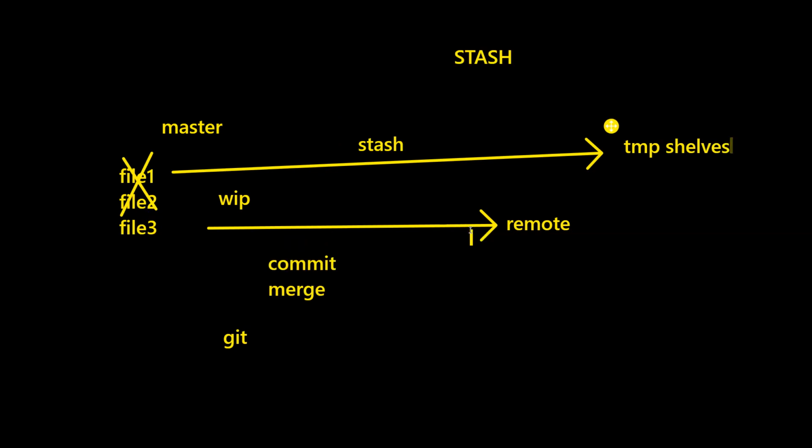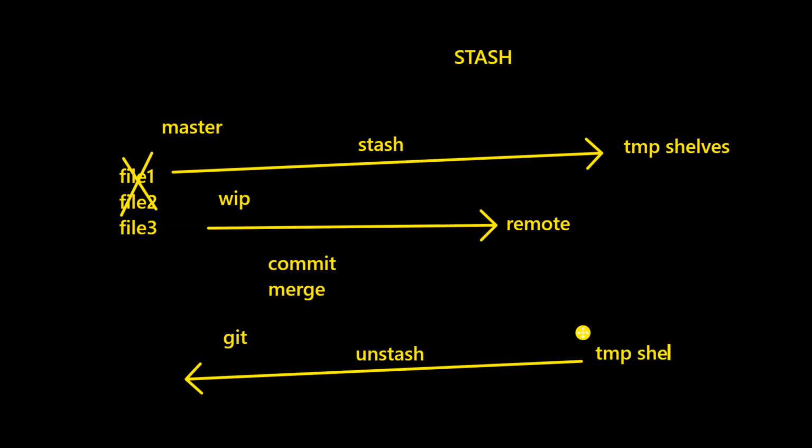Your repository looks clean. I mean, your working tree looks clean. So you can work on this priority task. Later, once you are done with this, you want to continue your incomplete or pending task. Then you can get the changes back from your temporary shelves, which is called unstash. Right? Into this branch, you can get those changes back and continue your incomplete work. So this is the concept of stash and unstash, to put your changes on these temporary shelves.